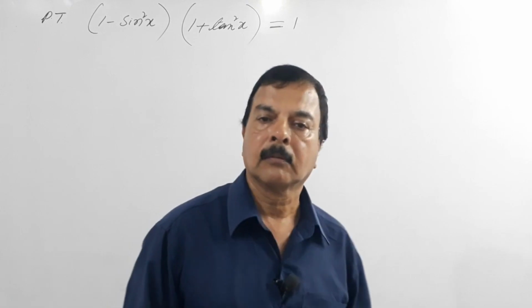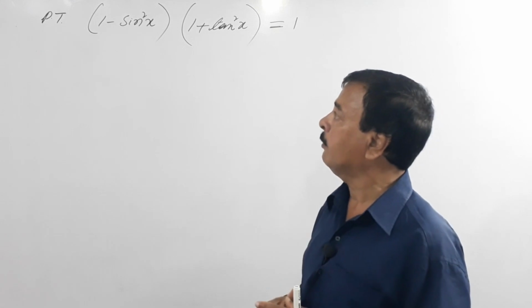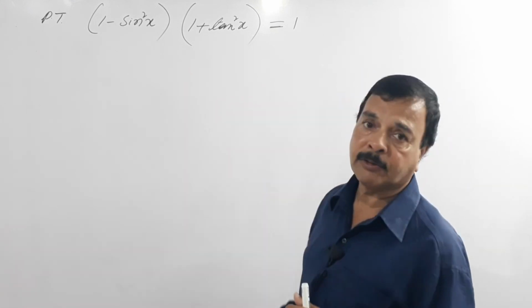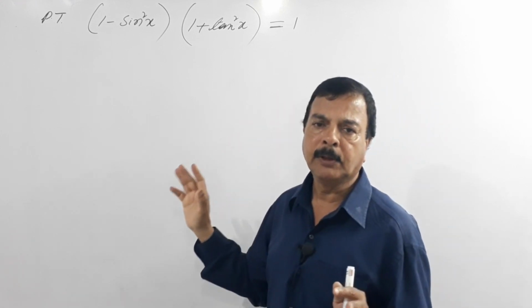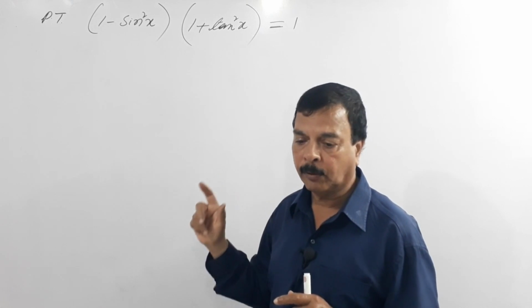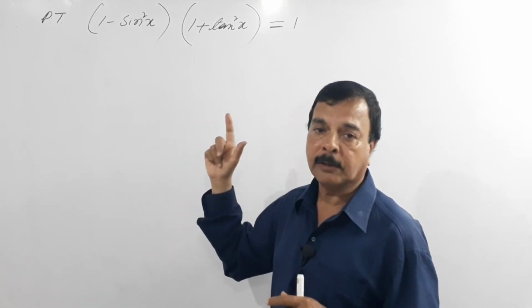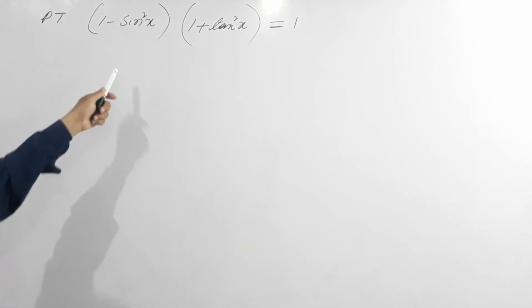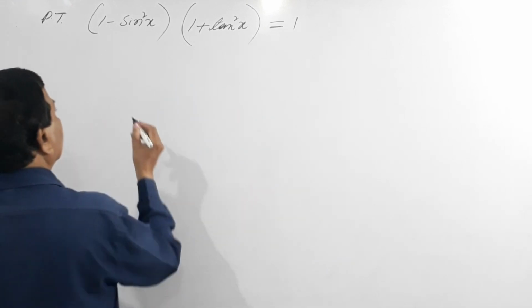So dear students, we have to prove 1 minus sin square x into 1 plus tan square x equals to 1. Very simple problem. You have to use a formula. You should know to use a formula, because whatever formula I have taught, it is coming into play now. So what is sin square x? 1 minus sin square x is nothing but cos square x.